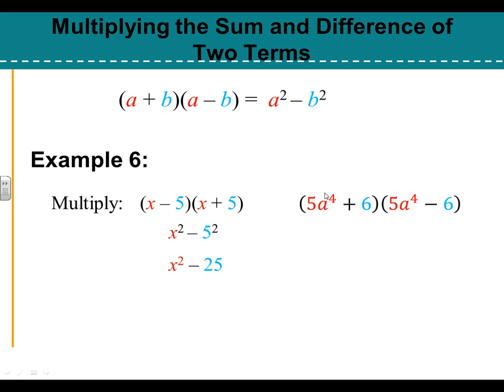But if you have 5a to the fourth, so if one of those terms has something more involved with it, then you need to remember to put that in parentheses when you square it. So 5a to the fourth means you've got to square the 5, and then a to the fourth squared, excuse me, is going to be 4 times 2. So we would have 25a to the 8th, and then of course 6 squared is 36. Okay, that's our second case.